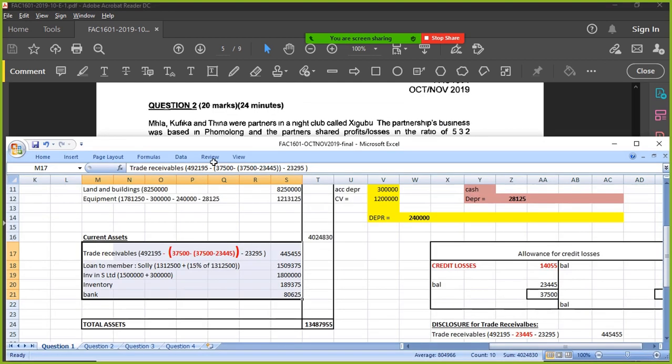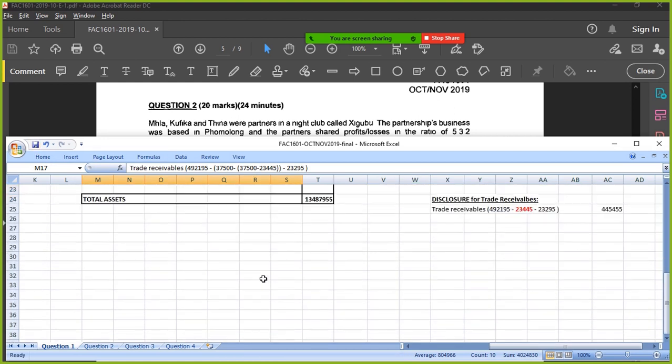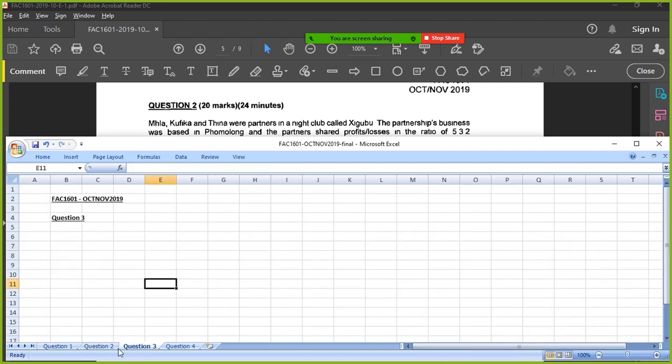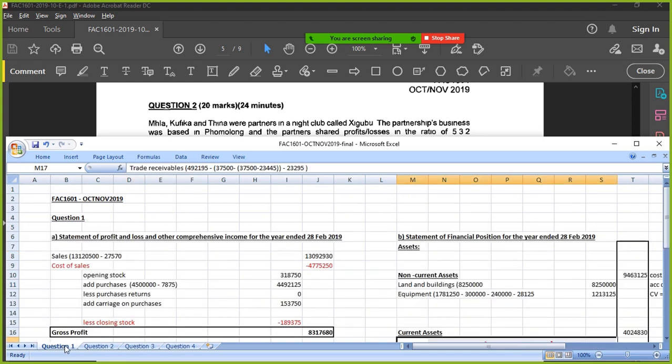Okay, let's save this so I don't lose it again like last week when I closed it and said don't save. So that's definitely saved. This is question one. I'm just going to use separate sheets here at the bottom, so when you navigate, just look at the different questions here.